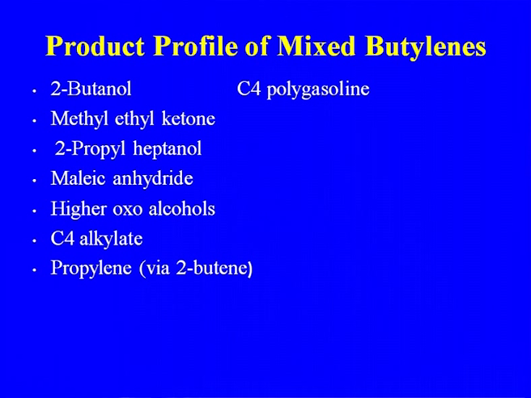Then the mixed butylenes: 2-butanol, C4 pyrolysis gasoline, methyl ethyl ketone, 2-propyl heptanol, maleic anhydride, higher oxo alcohol, C4 alkylate, propylene. The C4 stream, which I discussed while discussing the petroleum refinery, I told you the alkylates are going to be an important part of the reformulated gasoline, and already in other developed countries, and some of the Middle East countries, they are already having the alkylation plant there, and I think it is around 10 to 12% of the total gasoline that is from the alkylation process. So the C4, C5 is going to play a very important role.